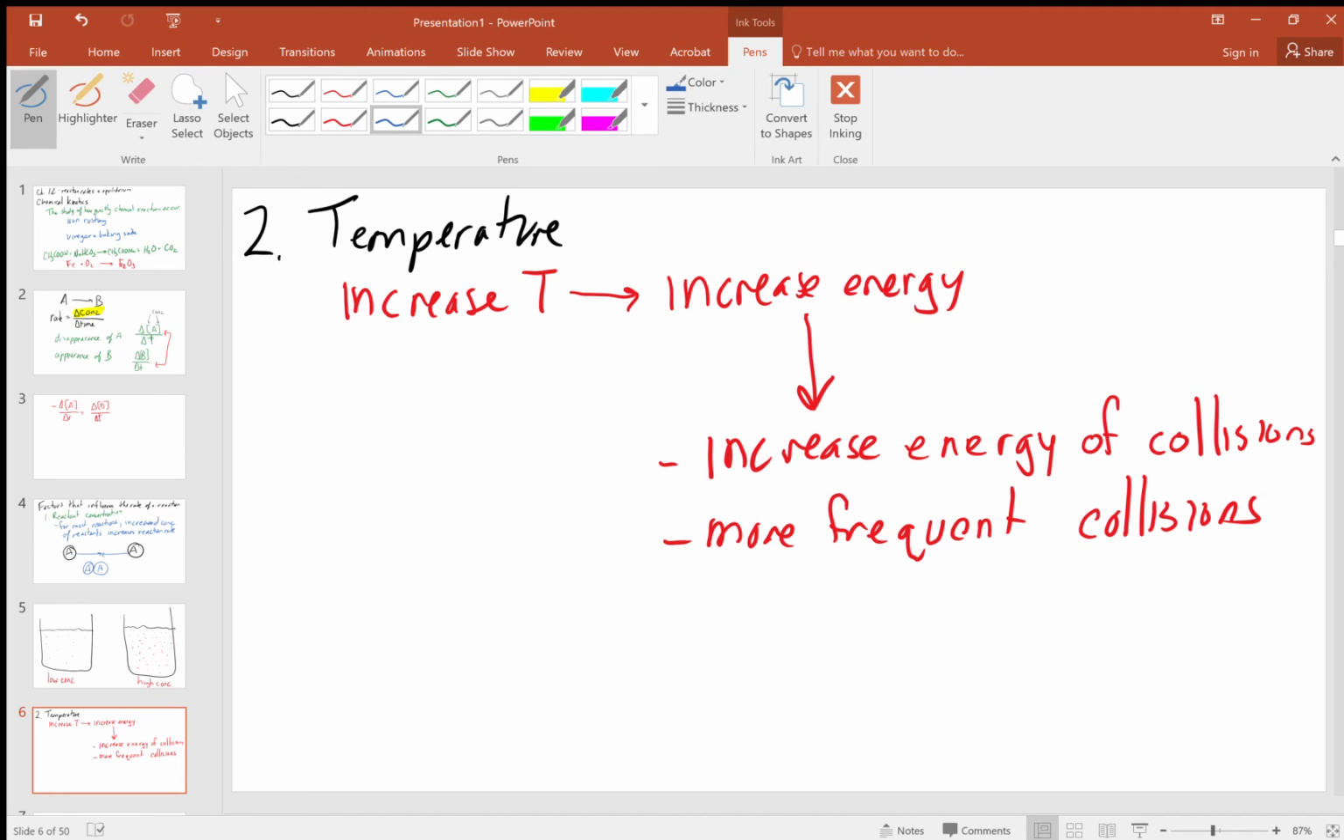So as a result, we increase the temperature. This increases the energy of the reactants, of the solution. We get more frequent collisions. Those collisions occur at higher energy, and that allows for the reaction to happen faster.